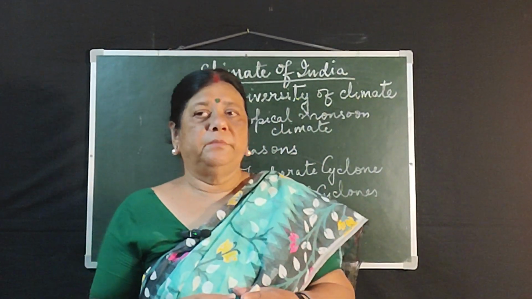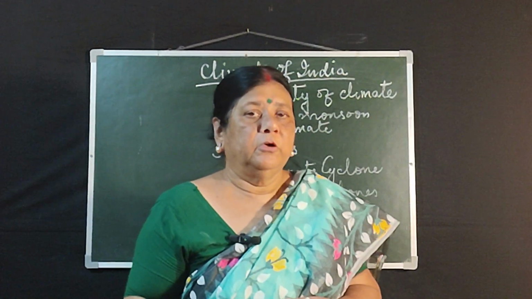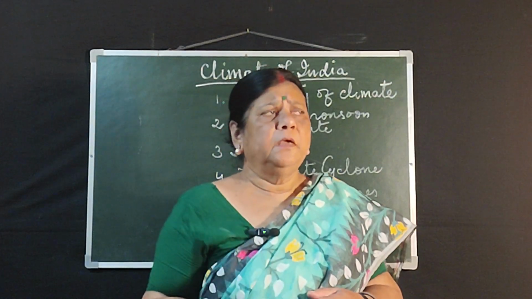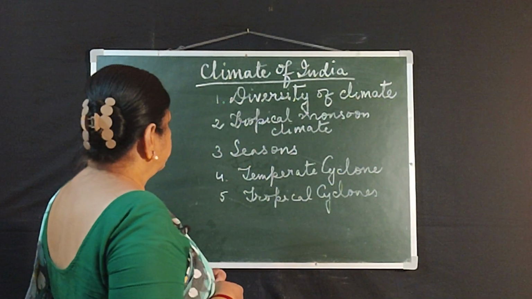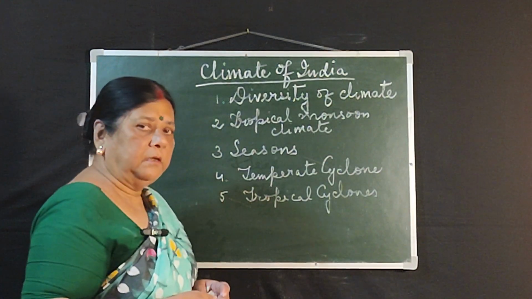They are a little bit destructive, these tropical cyclones, and they bring damage and destruction to the coastal areas, particularly Orissa, then coastal Andhra Pradesh, then some parts of Tamil Nadu. They are affected by these tropical cyclones. They blow in the months of October and November, and of course this is the time for the retreating monsoons. So these are some of the important points which I have discussed about the characteristic features of Indian climate.